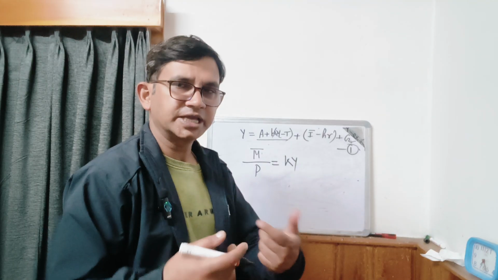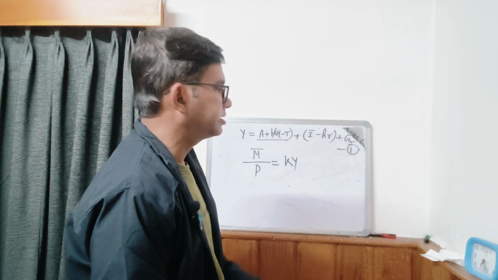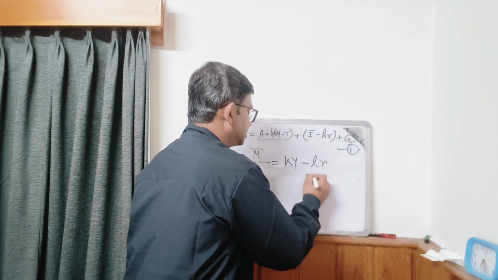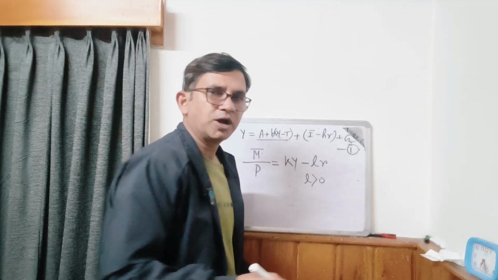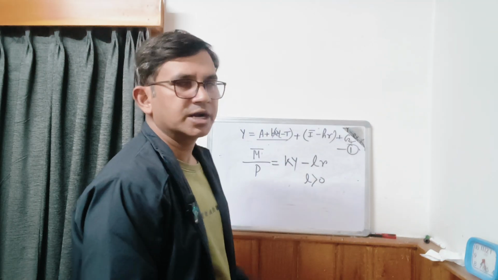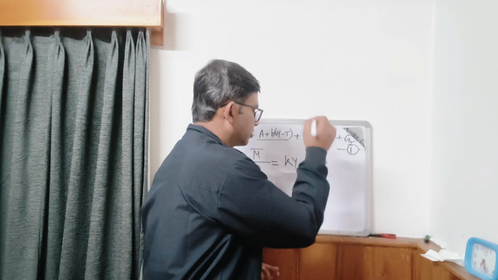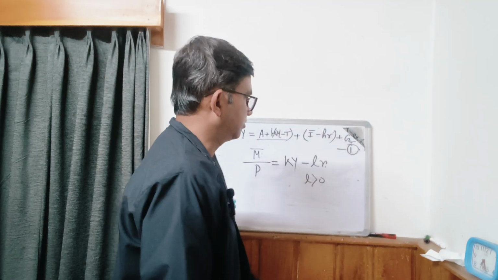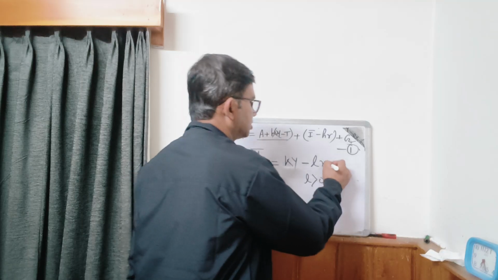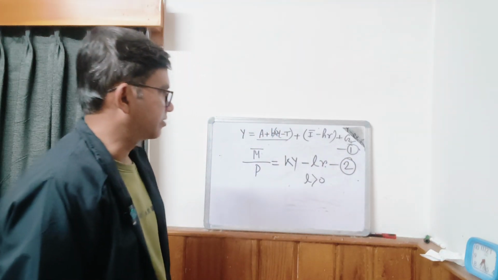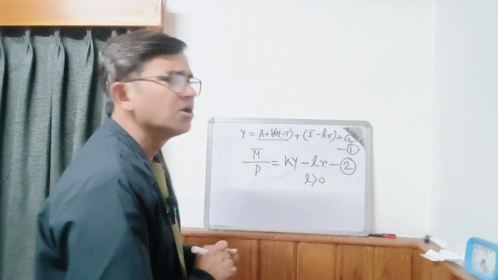But what is the addition of Keynes? The addition of Keynes is the speculative demand for money. So L is greater than 0. What we see here is, if aggregate demand rises, the demand for money will increase, but if the rate of interest rises, demand for money will fall. So this is our money market equilibrium condition.